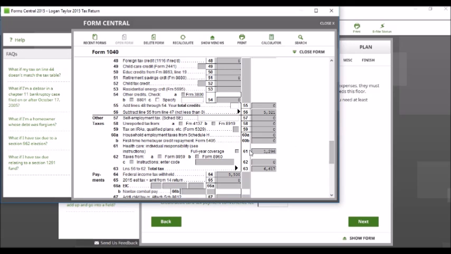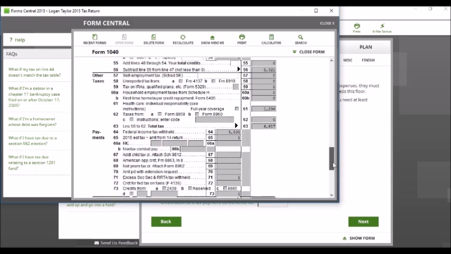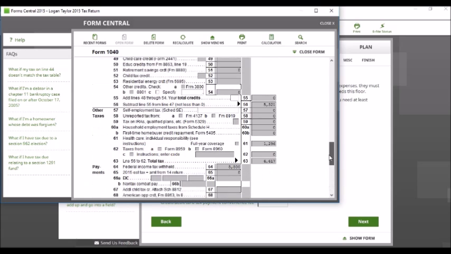As I'm looking at his return right now, it's calculating a penalty for health insurance. It doesn't think he had health insurance. As we go back to the problem, it says that he and his dependents were covered by an employer's health insurance policy for the whole year. So we need to figure out where we need to tell H&R Block that he had health insurance, so he's not being penalized.